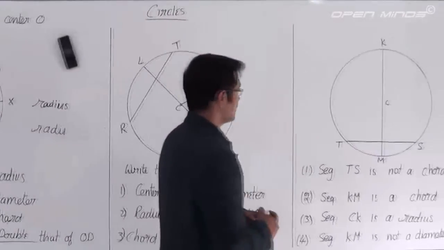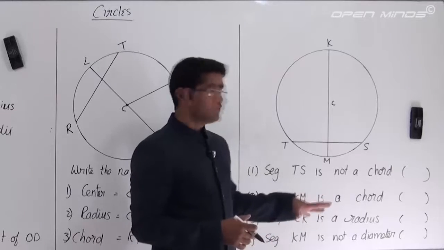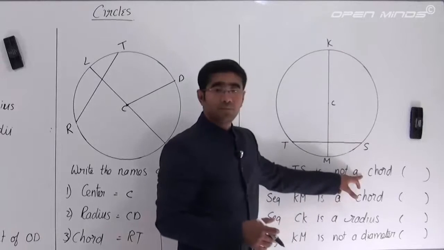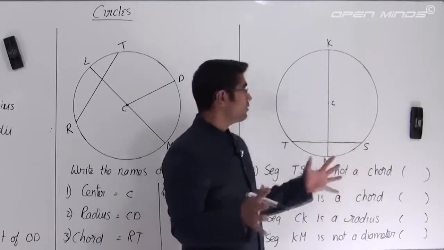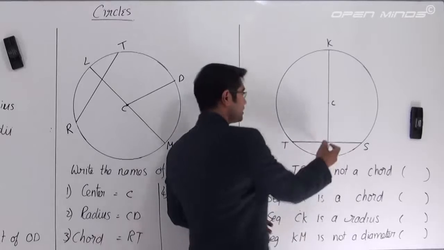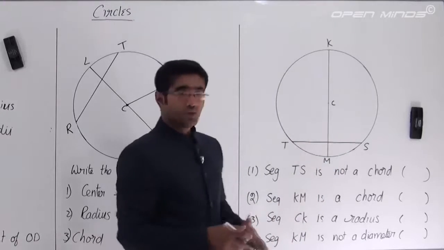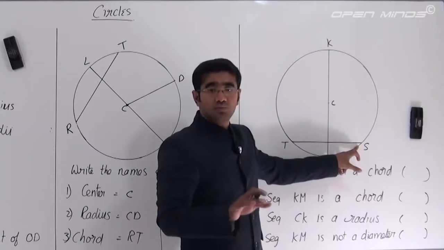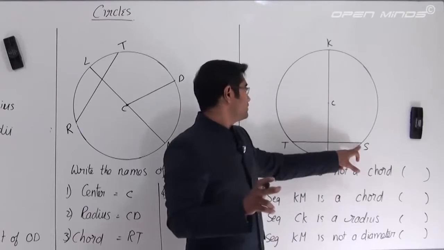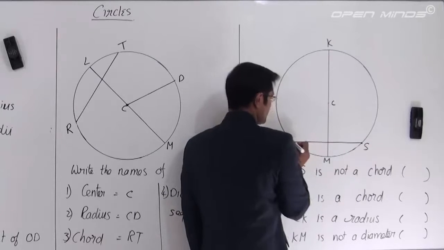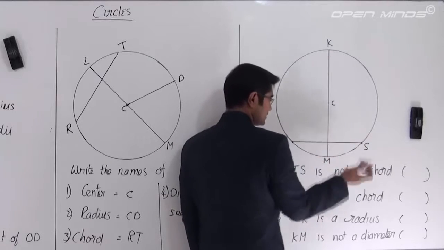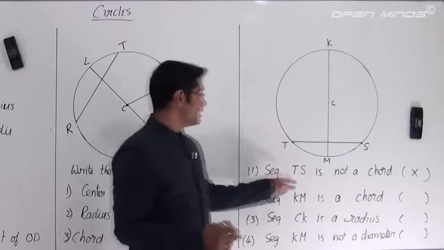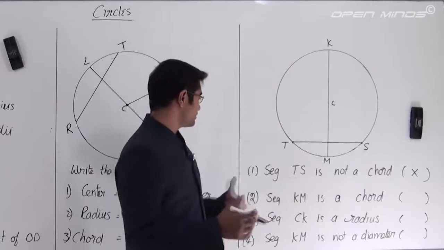Come back to this one. The third question here, we just need to write true or false. He says segment TS is not a chord. It is a chord. Why is it so confusing? Just because there's another line passing through this, so what? No problem. Let's say KM is passing through TS, but it's not a problem. Still, TS is a line which is cutting the circumference at 2 points and is not passing through the center. That makes TS a chord. So that is false, because segment TS is a chord.